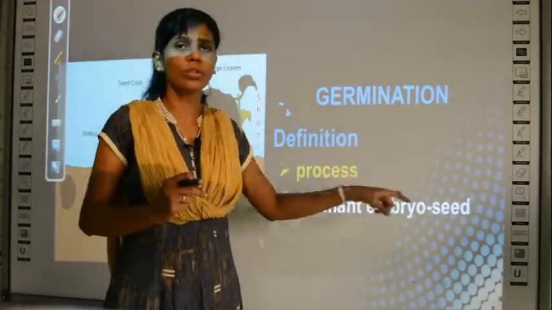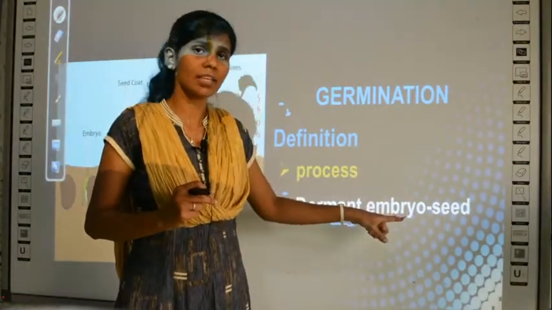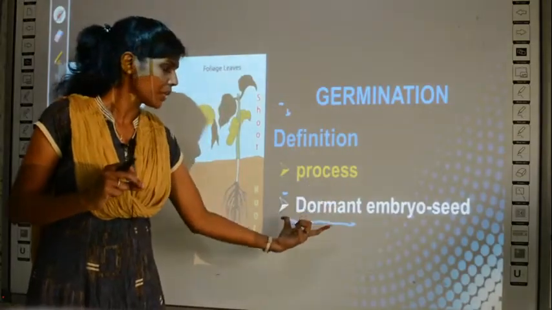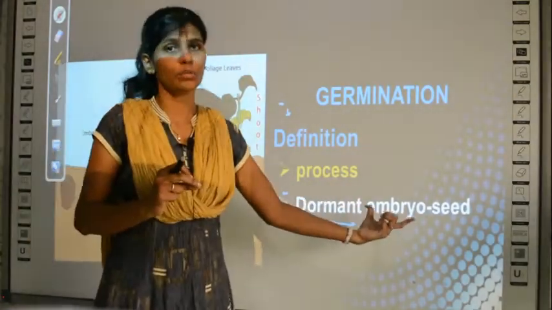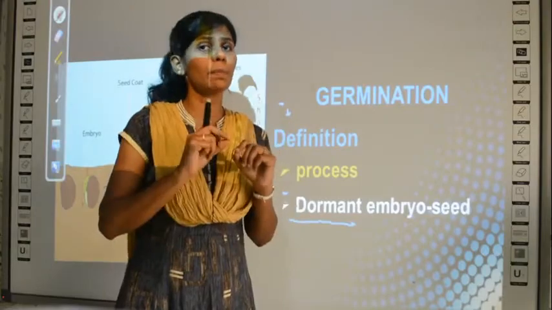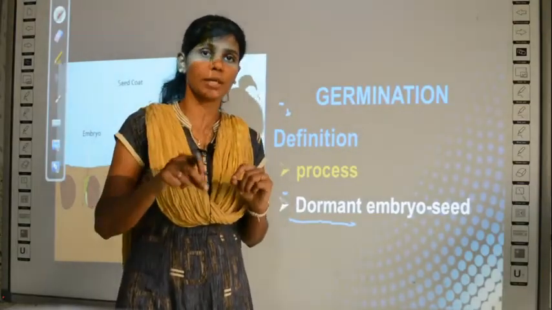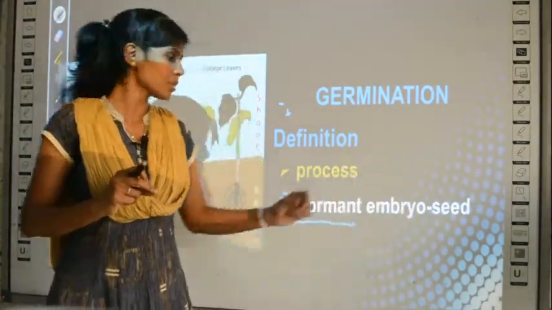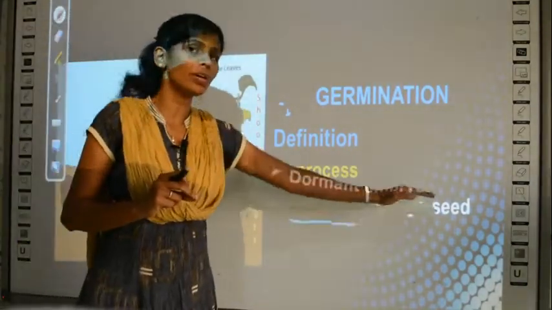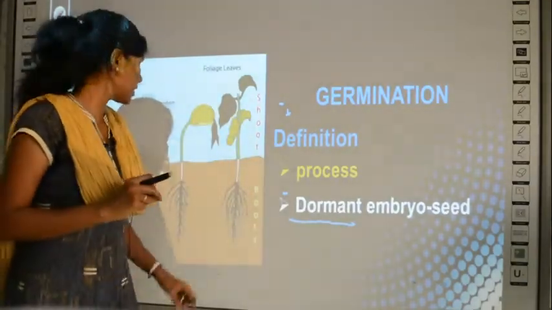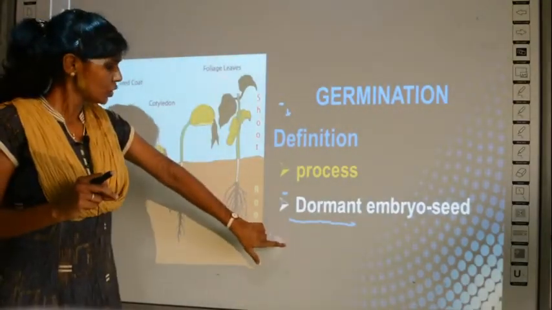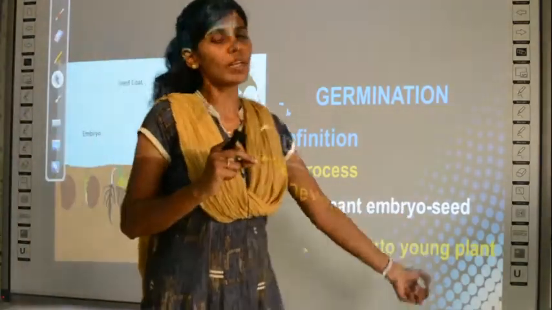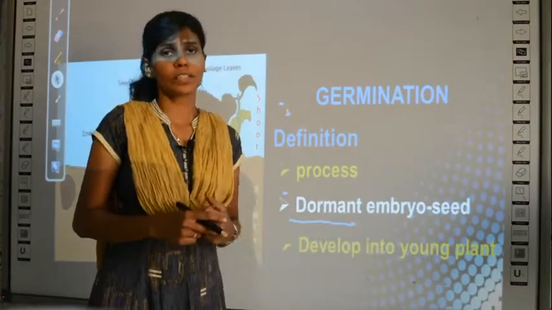Just now I drew the structure of the embryo, right? The embryo in the seeds I have shown you already. The word given here is dormant embryo, which means the embryo has the ability to develop into a root system and shoot system, however it is in a dormant condition inside the seed. So the process is when a dormant embryo inside the seed develops into a young plant. What is a young plant? The seedling is called the young plant.